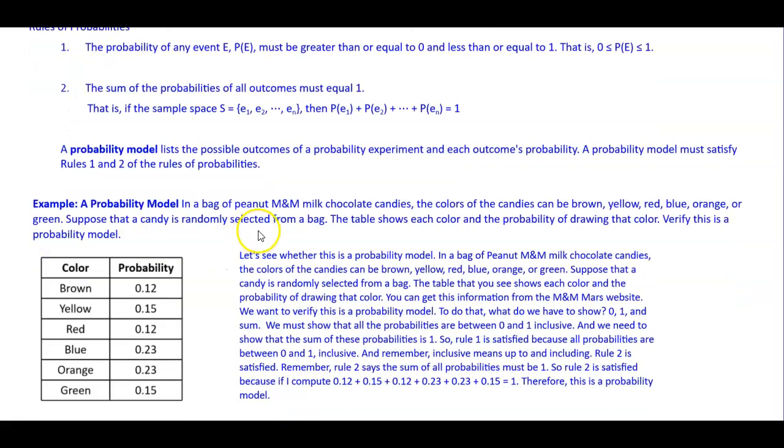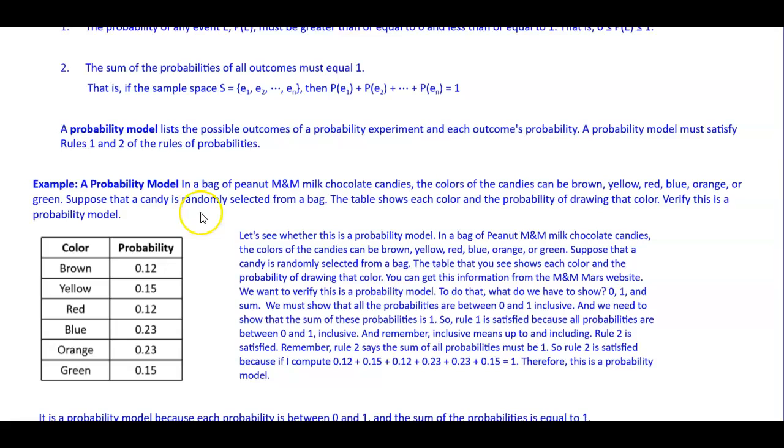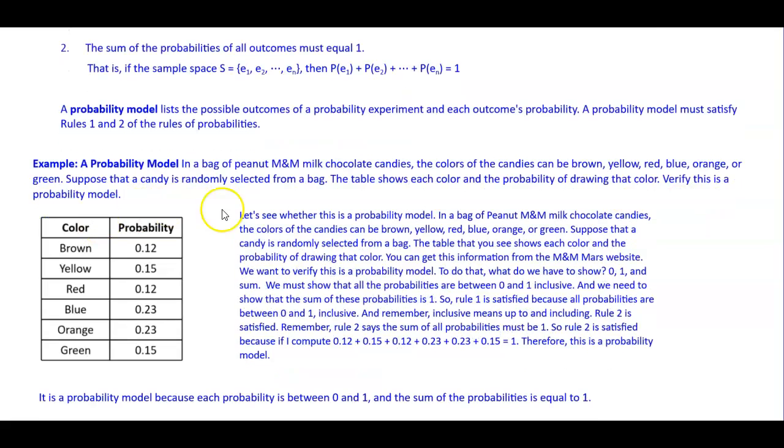In a bag of peanut M&M milk chocolate candies, the colors of the candies can be brown, yellow, red, blue, orange, or green. Now suppose that a candy is randomly selected from a bag. The table shows each color and the probability of drawing that color. We want to verify that this is a probability model. Now let's see whether this is a probability model.